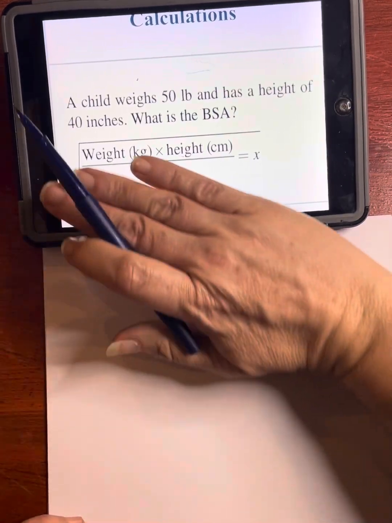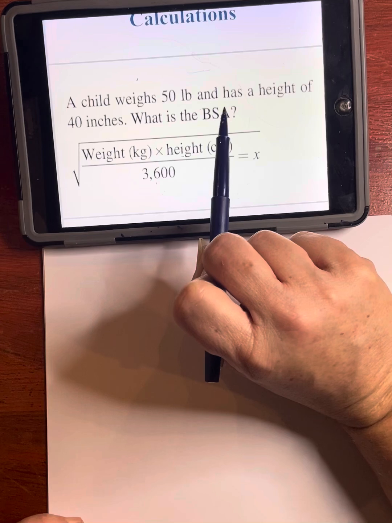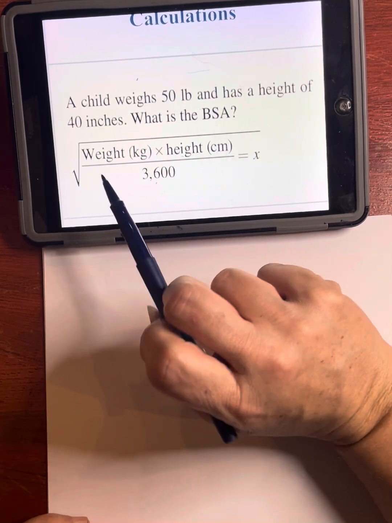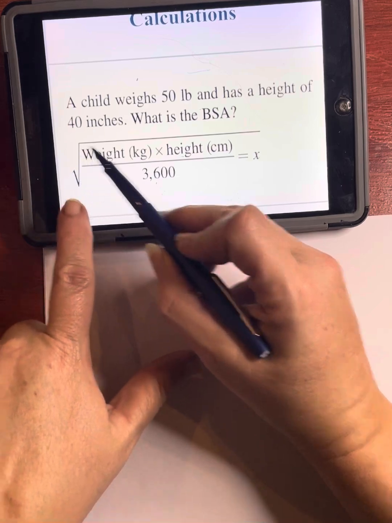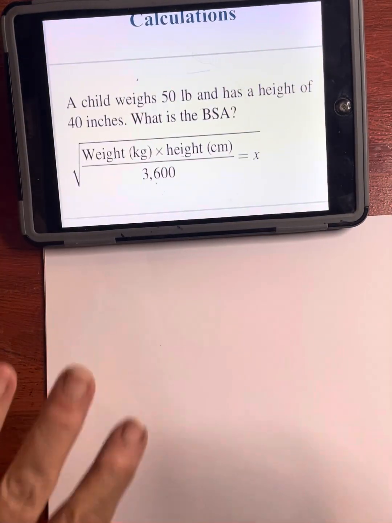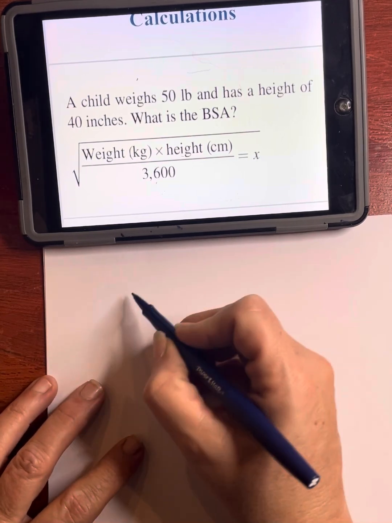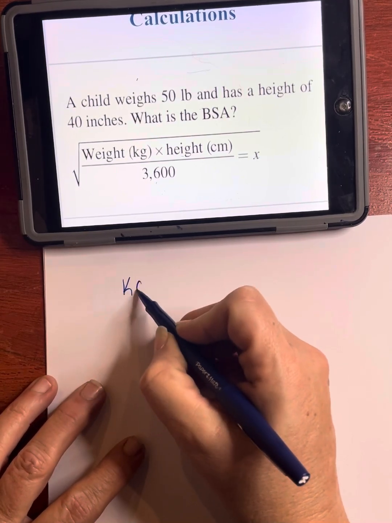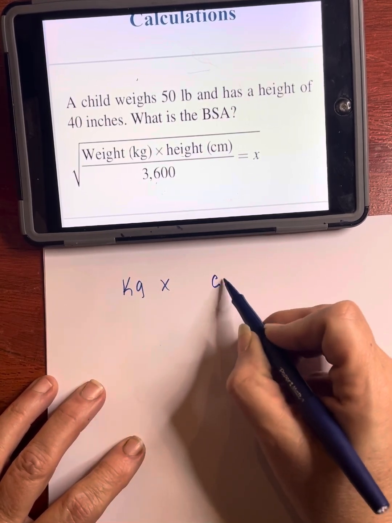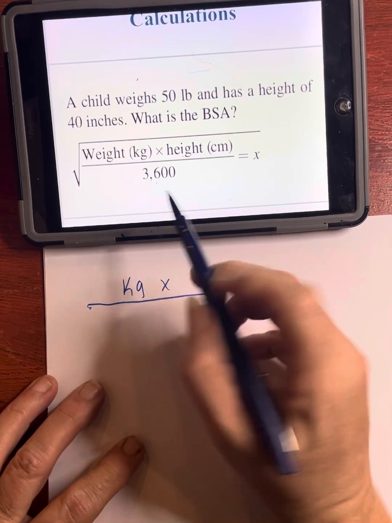Okay, don't look at that yet. A client weighs 50 pounds and has a height of 40 inches. What is the body surface area? First of all, I'd like to take this little umbrella, the square root, and set it to the side because it's distracting. But you need the weight in kilograms times the height in centimeters.